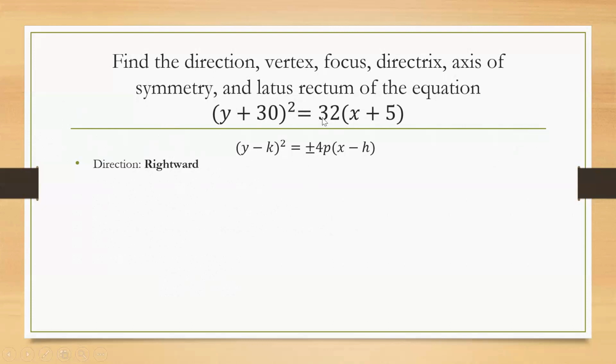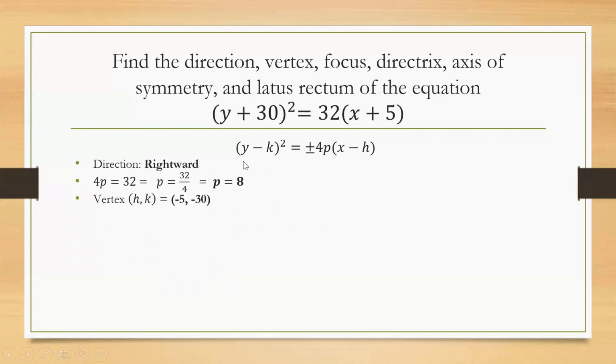Now, let's find our p. So let's equate 4p equals 32. So earlier we used negative 4p, but now we used positive 4p. Why is that? Well, we simply have to follow the given 4p, which is positive 32. So since it's positive 32, we also use positive 4p when we equate it. So again, 4p equals 32, and then we divide the equation by 4 to get p equals 8.